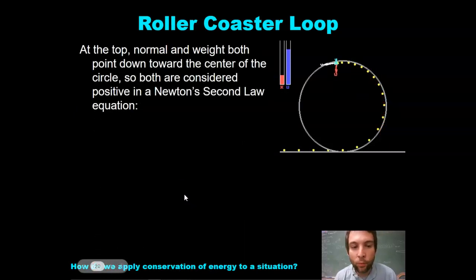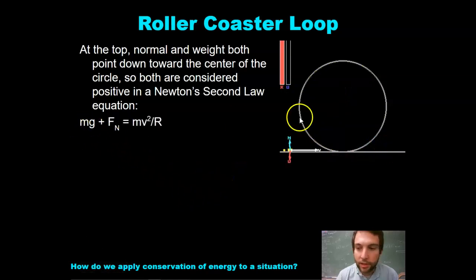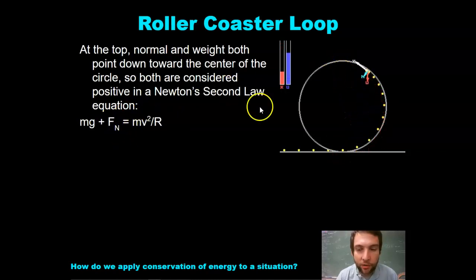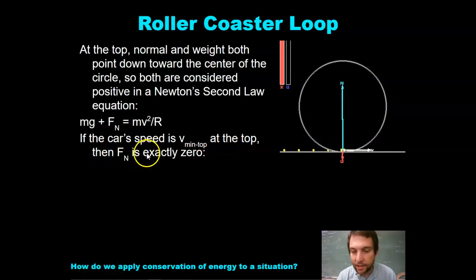At the top, normal and weight both point down towards the center of the circle, so both are considered positive in Newton's second law equation. So at the very top, we have the weight and we have the normal force of the track going down, and all of that will equal mv squared over r, our centripetal force. If the car's speed is v minimum at the top, then Fn is exactly 0.